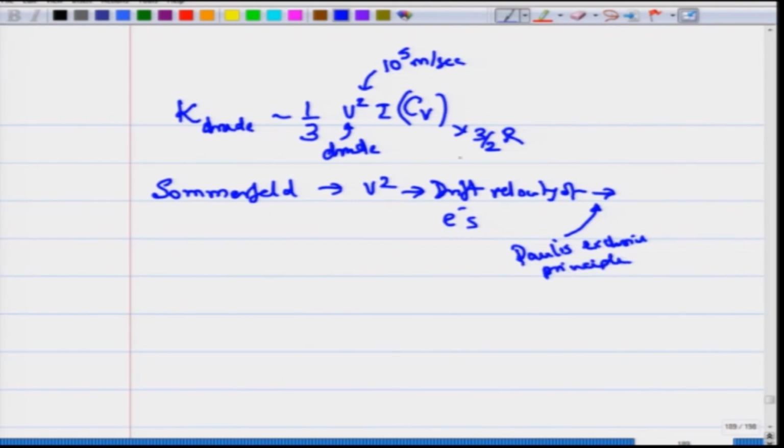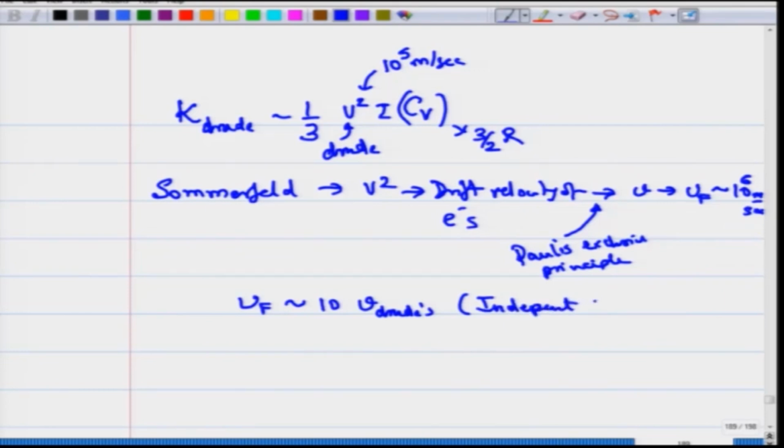And namely, only those electrons are contributing to charge transport or thermal transport, those which are at the Fermi level. Only those electrons are contributing to the velocity, and so this velocity turned out to be equal to the Fermi velocity, which was 10 raised to 6 meters per second. So, the Fermi velocity was almost 10 times the velocity from Drude's model, which was basically from kinetic theory of gases. This velocity was of course independent of temperature. The Fermi velocity is independent of temperature.